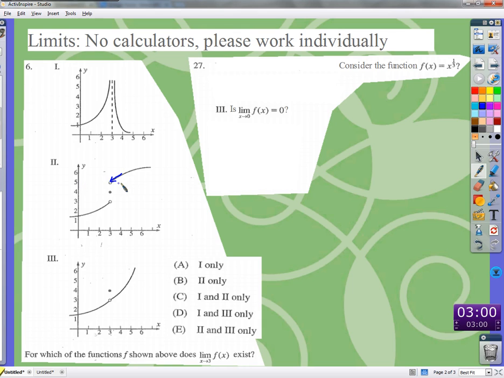So the y value looks like maybe 4.5 down here from the left. Clearly, we're not approaching 4.5. The graph does exist at 3, and it looks like maybe the y value is 4. But the definition of the limit is that the y value is the same as you come in from the right and from the left.